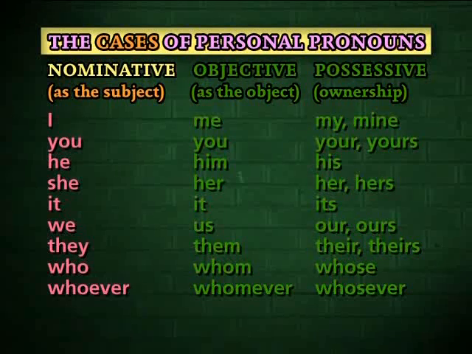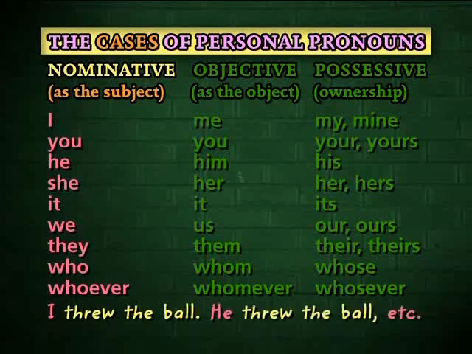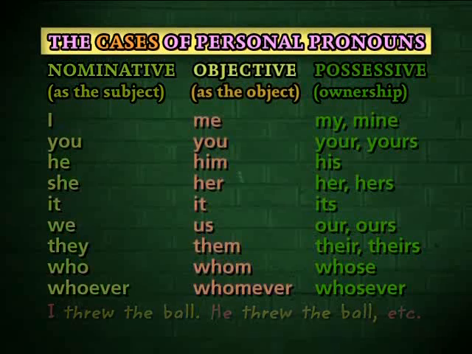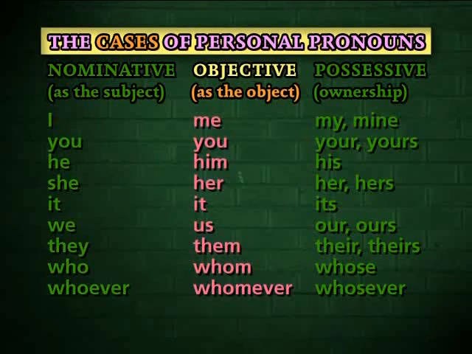The nominative case, that's the column on the left. So that's used as a subject. You would say, I threw the ball. He threw the ball, she threw the ball, we threw the ball. Now, in the object case, I might say, throw the ball to me. Me is the object. It happens to be the object of the preposition to.